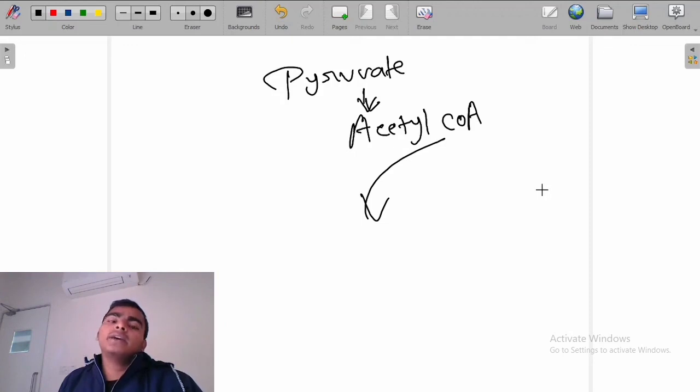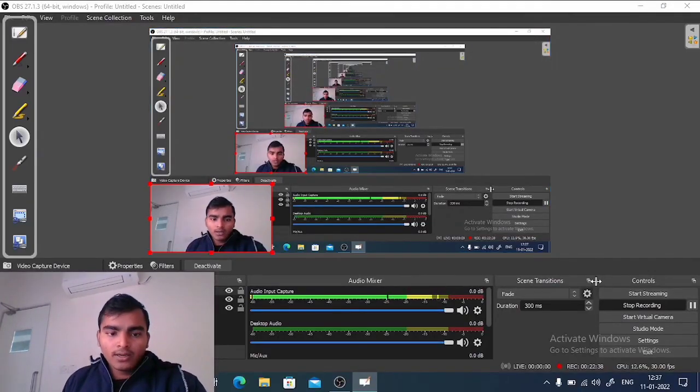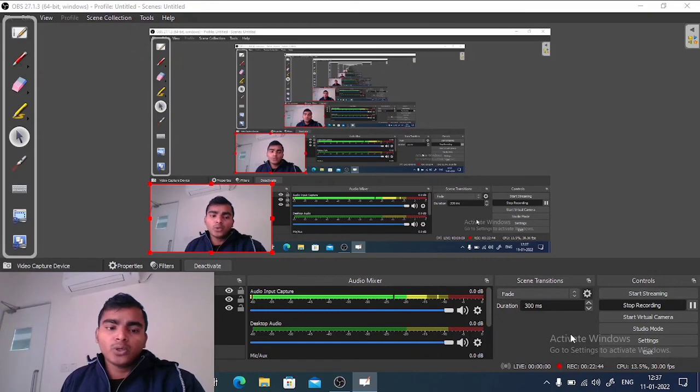And then next is the ETS, electron transport system, in which we are going to use our NADH and FADH2 to produce ATP molecules. So this is the overview of glycolysis and cellular respiration. In the next video we will be talking about the Krebs cycle, TCA cycle, and after that we will be talking about ETS or oxidative phosphorylation.